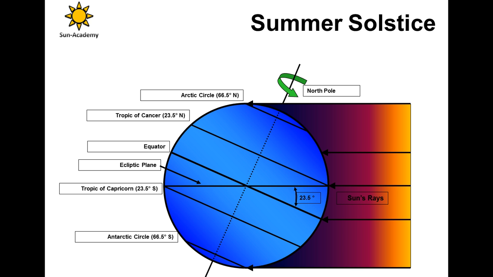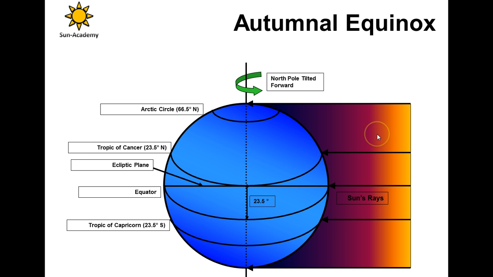6 months later we have the summer solstice, which occurs on June the 21st or 22nd, when solar declination is at its maximum, 23.5 degrees, and the northern hemisphere is tilted towards the Sun. The autumnal equinox occurs on September the 22nd or 23rd, and days become shorter than nights in the northern hemisphere.